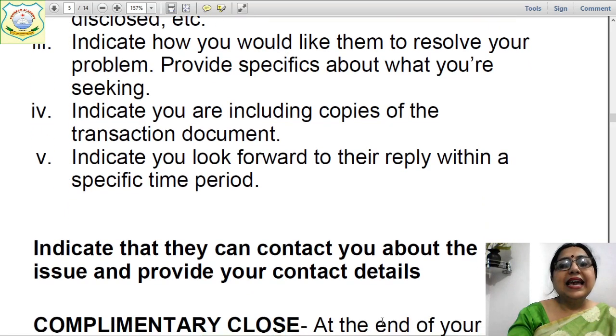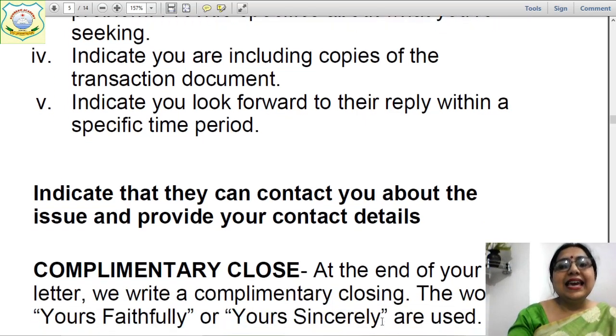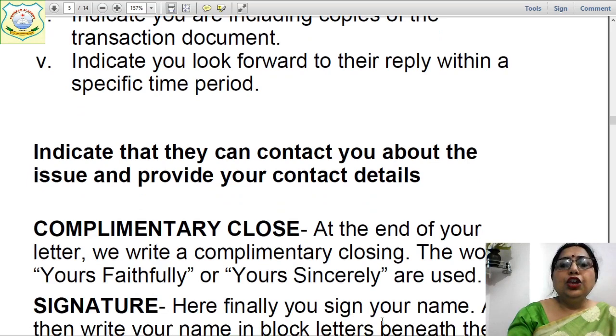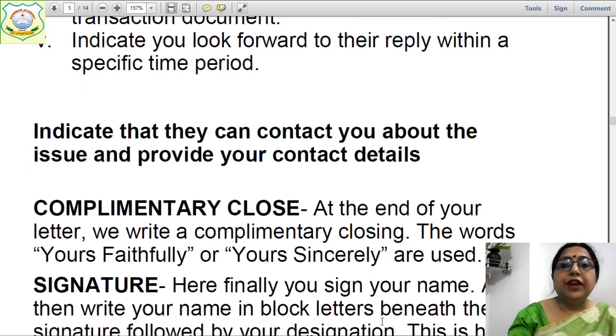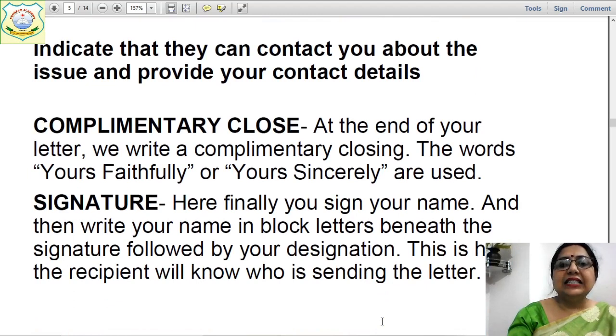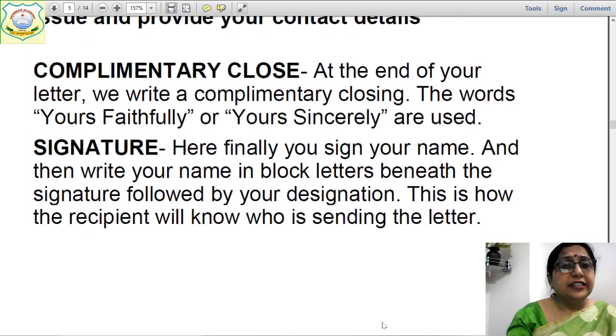Now, next is indicate how you would like them to resolve your problem. Provide specifics about what you are seeking. Next, indicate you are including the copies of transaction documents. So what I said, you have to be very specific and you have to count each and everything. Very important when you're writing the letter. The attachments also, you should be aware of what attachments you are sending. It should be complete. Indicate you look forward to their reply within a specific period of time. Indicate that they can contact you about the issues and provide your contact details. Very important. Your contact details are very important.